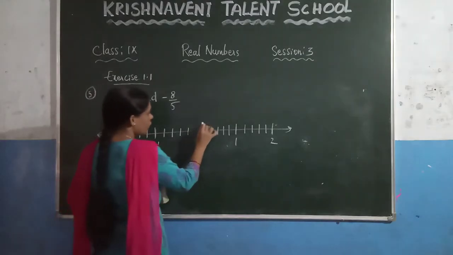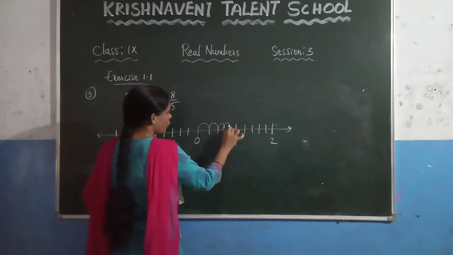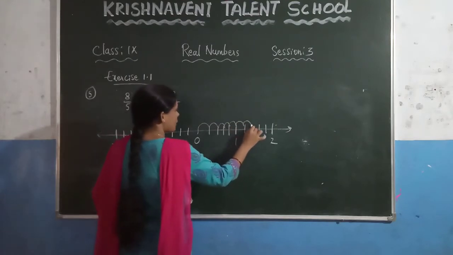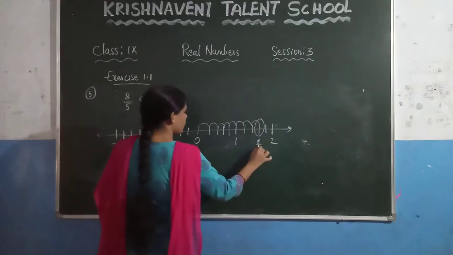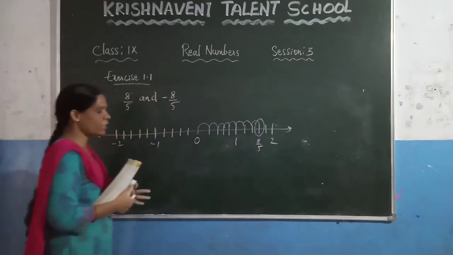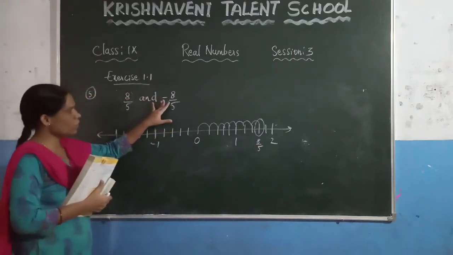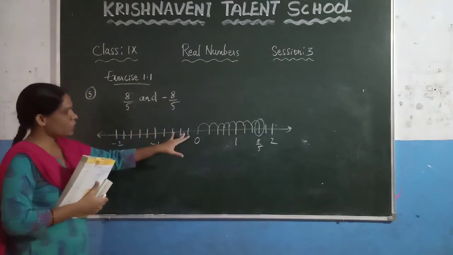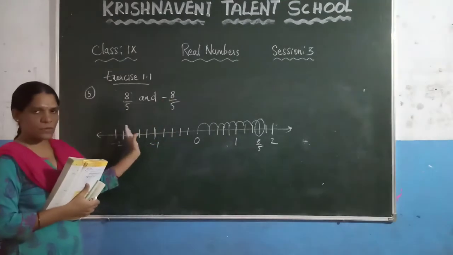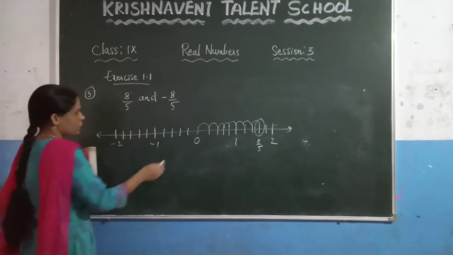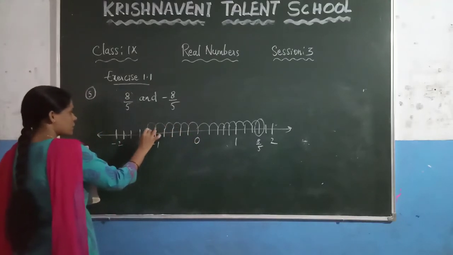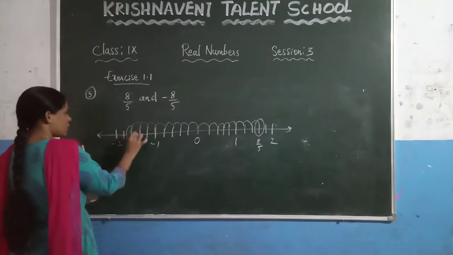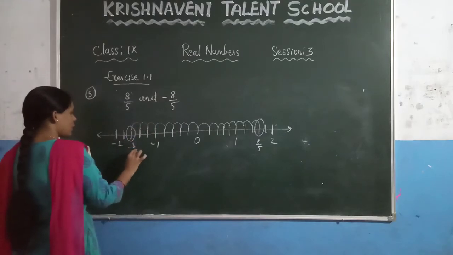So 1, 2, 3, 4, 5, 6, 7, 8. This will be the value of 8 by 5. So now, if you need to represent minus 8 by 5, you need to move 8 steps to the left side of the number line. So here 1, 2, 3, 4, 5, 6, 7, 8. This will be minus 8 by 5.